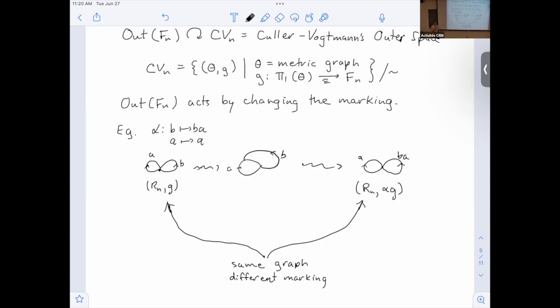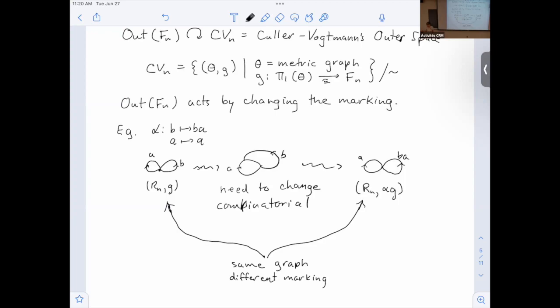What's happened here? Well, now we've actually changed the graph. We've changed the combinatorics of the graph, all right? It's not just a question of metrics. So important here, we need to change the combinatorial structure of the graph, not just the lengths of edges.